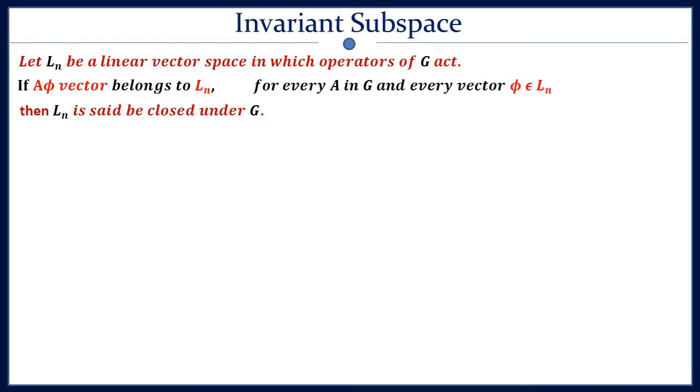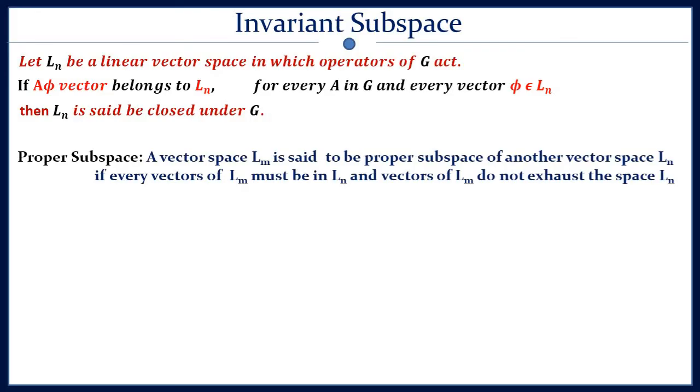What it means, you just need to operate any element of G on any vector phi. And if you find the resultant vector belongs to Ln for all sorts of combinations, then only you can say Ln is closed under the operation of G. Now we will see the idea of proper subspace. A vector space Lm is said to be a proper subspace of another vector space Ln if every vector of Lm must be in Ln and vectors of Lm do not exhaust the space Ln.